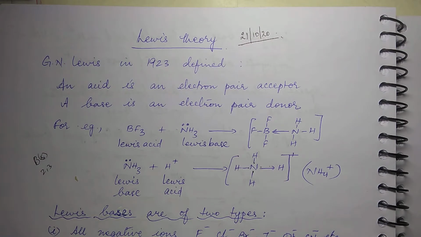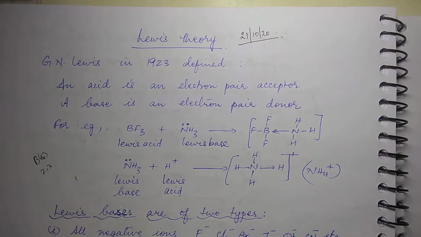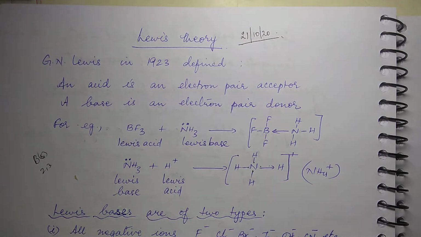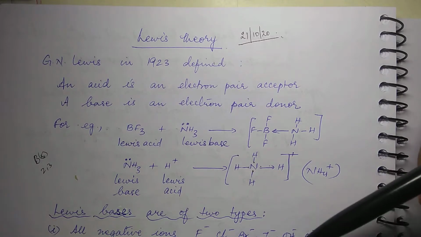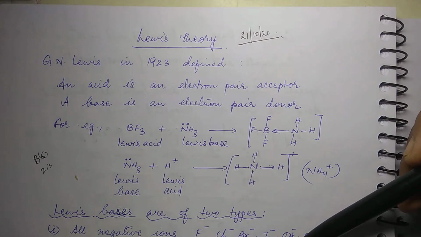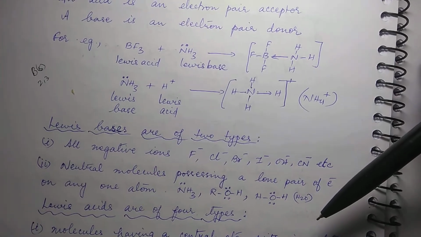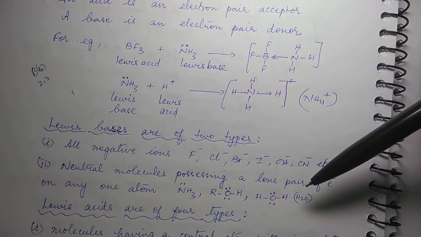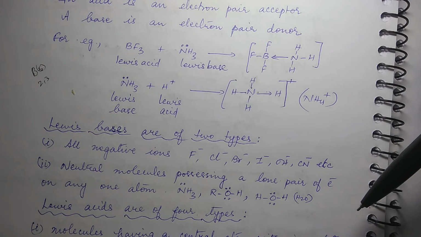ROH is alcohol, you have studied it in 10th class. R is an alkyl group, OH is the alcoholic group, and there are two lone pairs of electrons on oxygen. So this can also behave as a Lewis base. Then water, simple water, where the oxygen is possessing two lone pairs of electrons, can also act as a Lewis base. So all negative ions and neutral molecules possessing a lone pair of electrons on any one atom will act as a Lewis base.